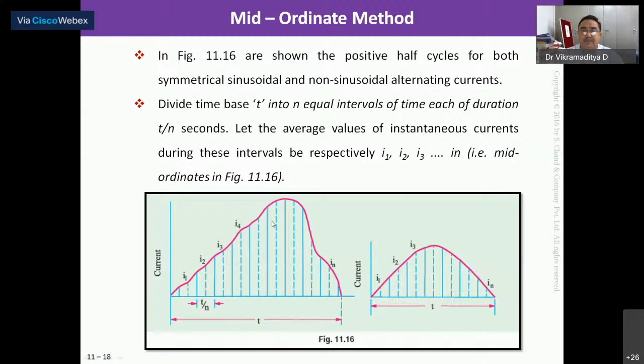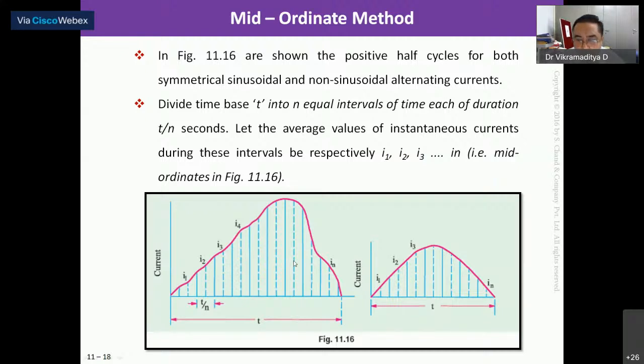So basically what you are doing is dividing your time base into n equal intervals of time, each of duration T by n. You can choose any n value and then divide into T by n. This is T by n, this is again T by n, this is again T by n. In this way we have divided it. Then calculate their average value, that is, the mid ordinate values I1, I2, I3, and so on.